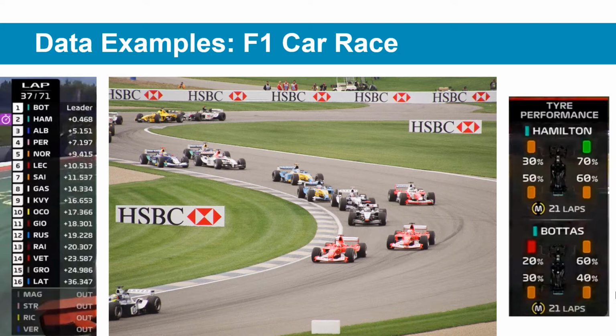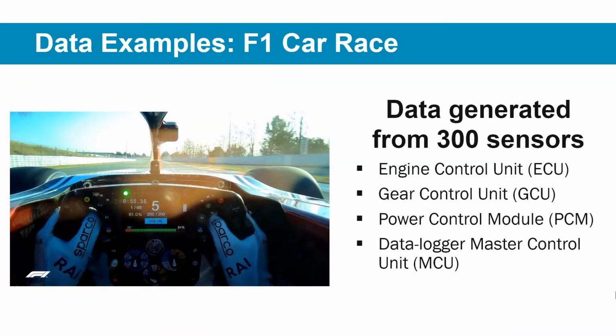So how are these decisions and predictions being made? From where is this data generated? The answer is over 300 sensors are generating an enormous amount of data every fraction of a second. These sensors are placed in 4 main units, that is, around the engine, gearbox, power control module, and data logger unit. All the gathered data is then processed to gain the insight and make predictions.